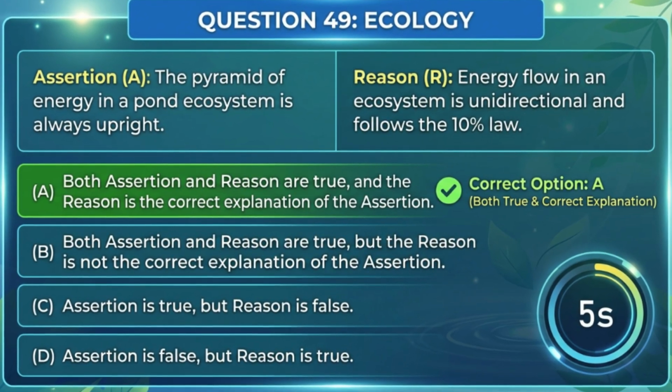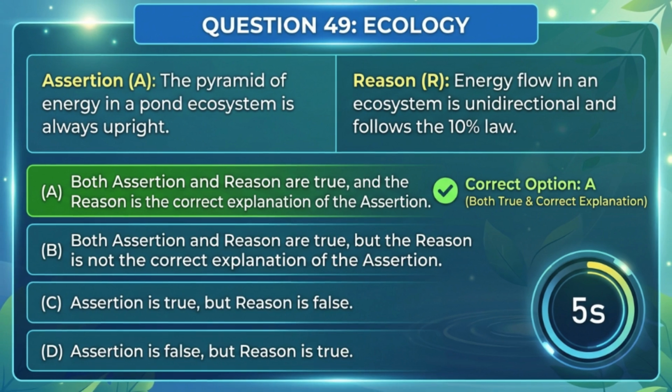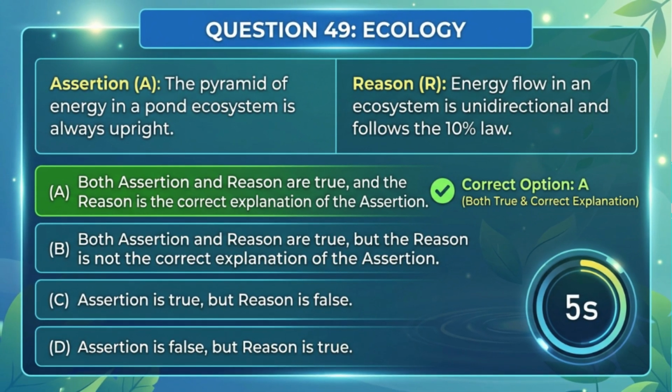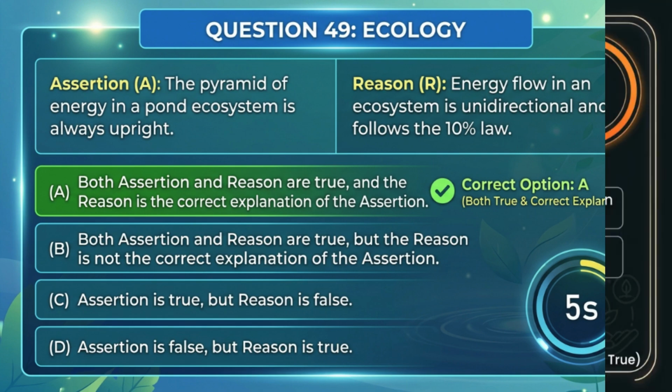Question 49. Ecology. Assertion A: The pyramid of energy in a pond ecosystem is always upright in every single ecosystem. Why? Because energy transfer is unidirectional and 90% is lost at each trophic level. Option is A.